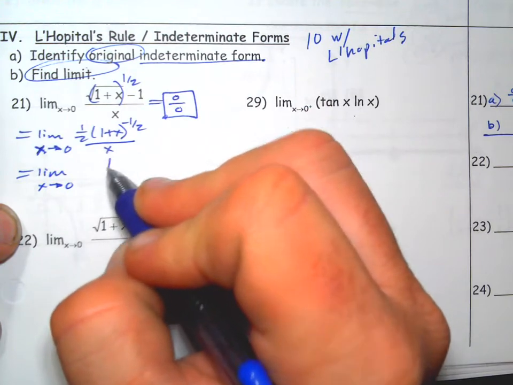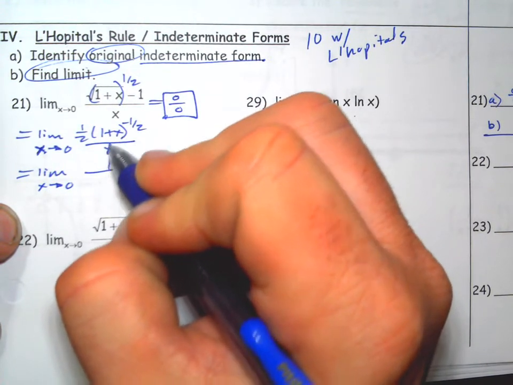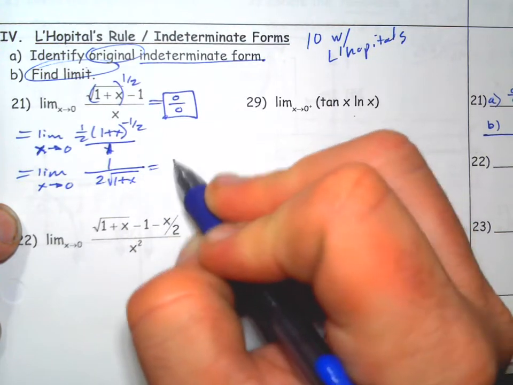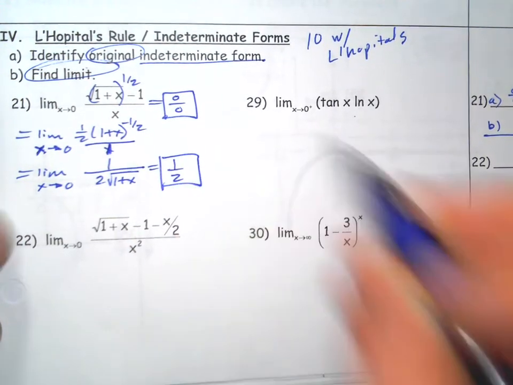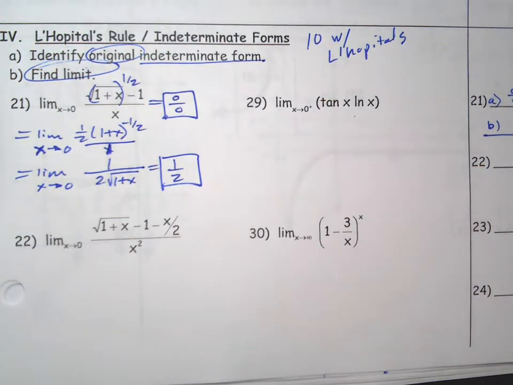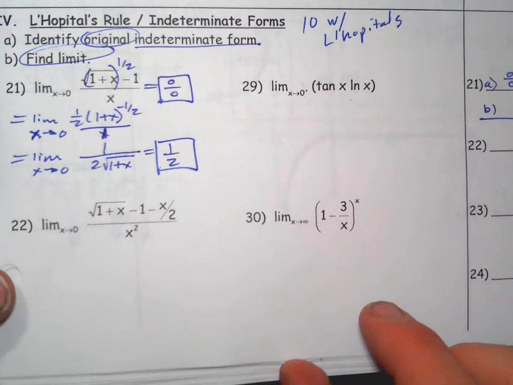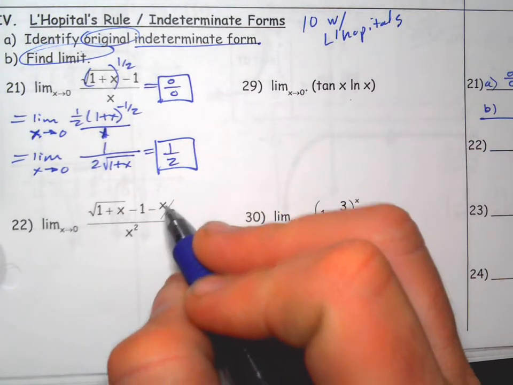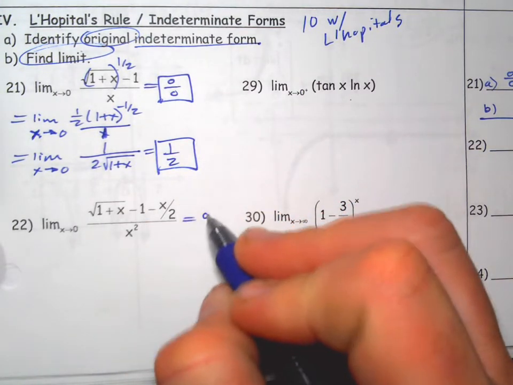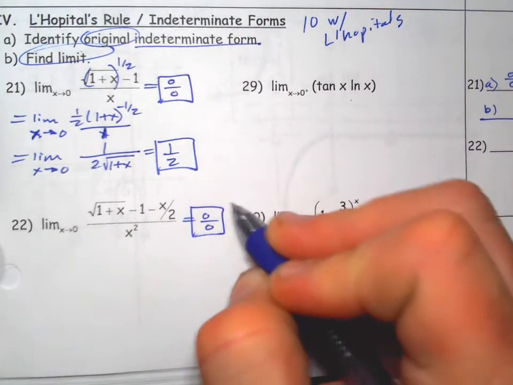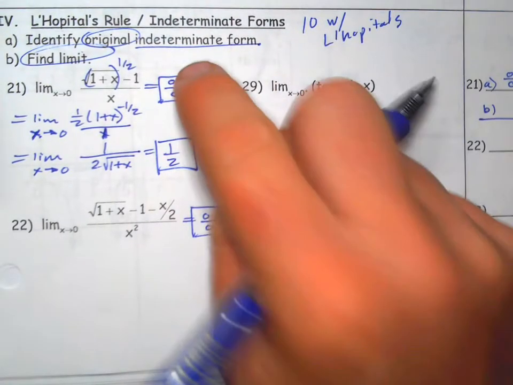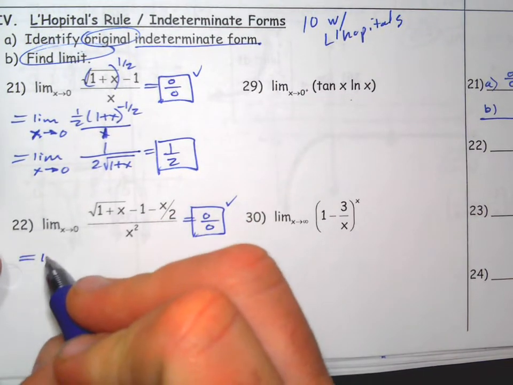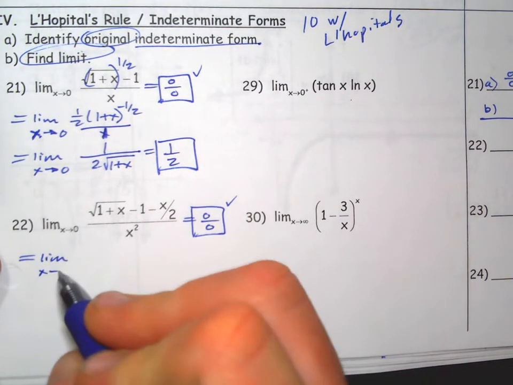So I'm just going to clean this up. It should be a 1, actually. And now if I plug 0 in here, I get 1/2. This one, if I plug 0 in, square root of 1 is 1, minus 1 is 0, minus 0 over 2 is 0, is 0 over 0. That's the initial indeterminate form. And you got to show me 0 over 0 or infinity over infinity before you can do L'Hopital's. Sometimes you're going to get other indeterminate forms, which will maybe be the initial indeterminate form.